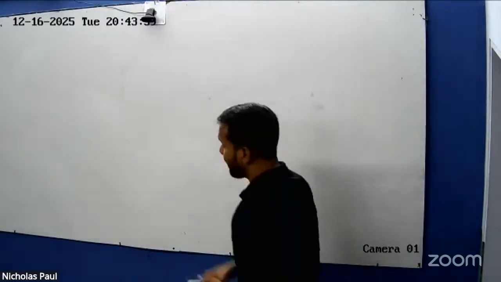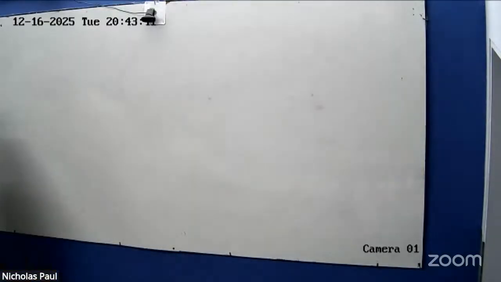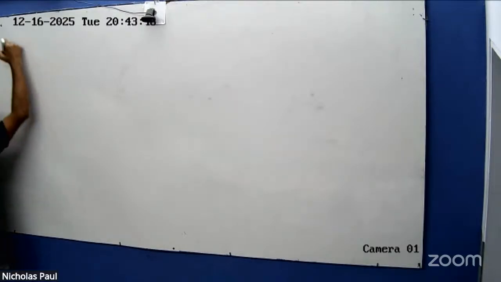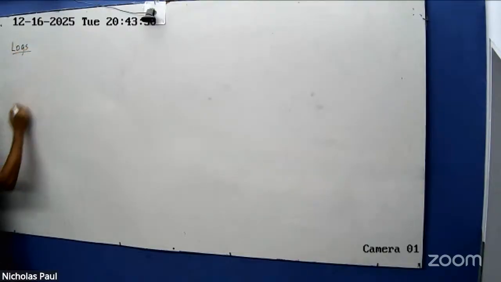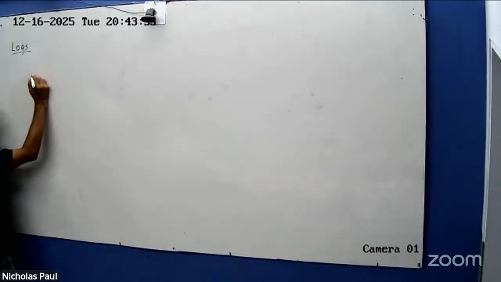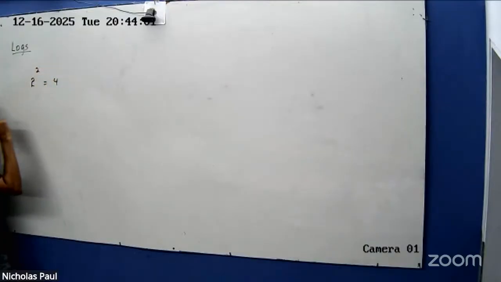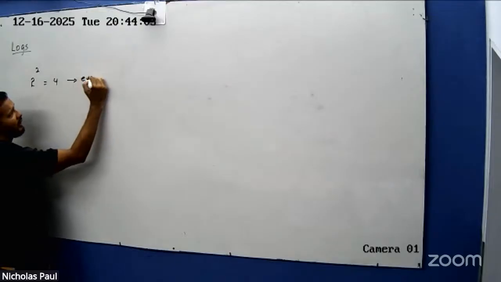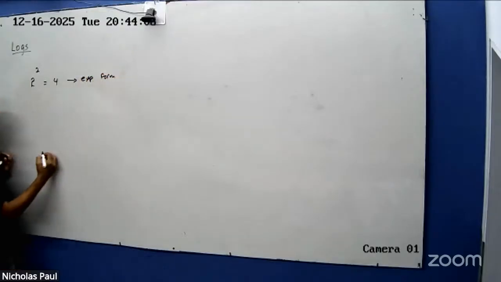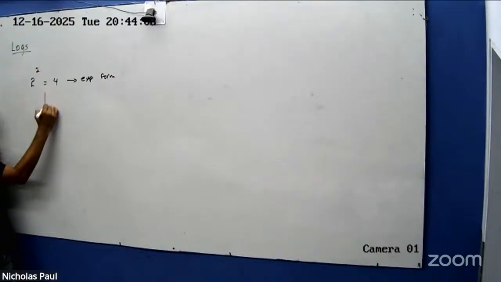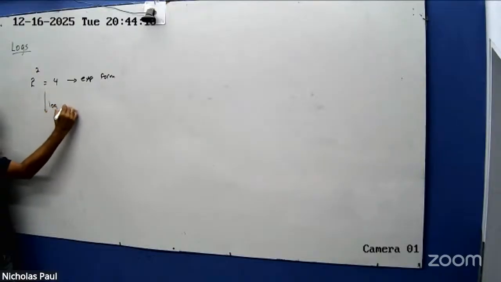All right. So we just want to review what we did on Saturday and today. So let's take a look at logs. First thing, the most important thing I want you to remember: if I gave you something like 2 squared is equal to 4, this is called the exponential form, and I want you to be able to convert this into the log form.